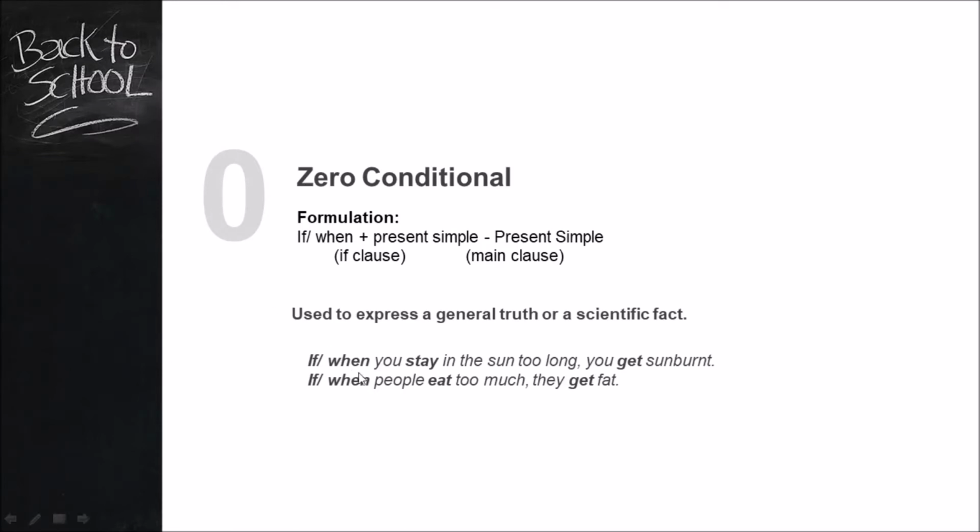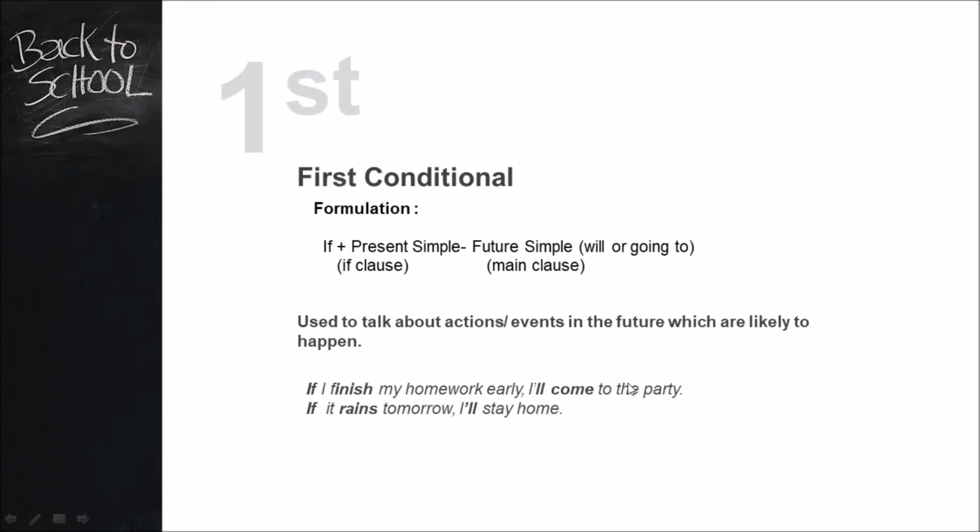As you can see, if you stay, if plus present simple, stay in the sun too long, you get sunburned; the main clause is in present simple. First conditional. The formulation is like this. We need if plus present simple to have the if clause, and the main clause is in future simple, or we can also use going to. It is used to talk about actions or events in the future which are likely to happen.